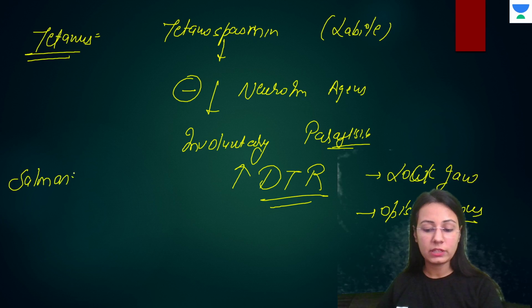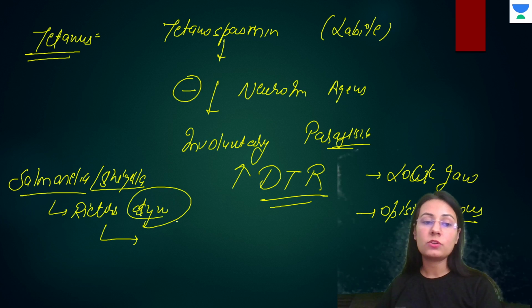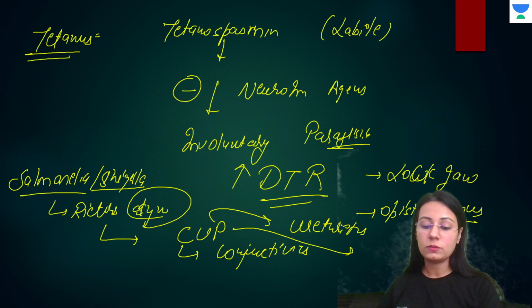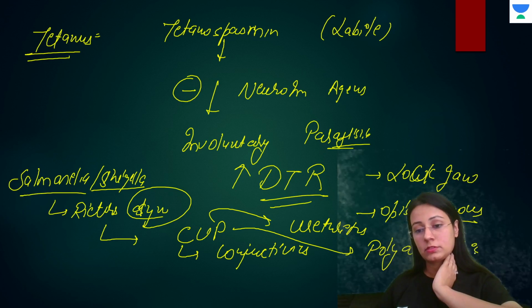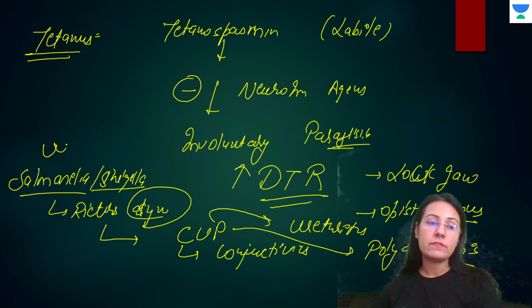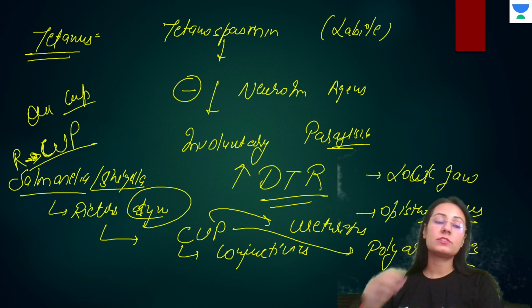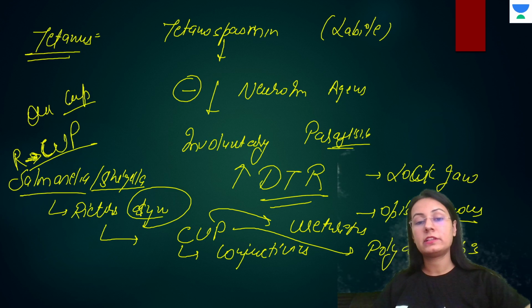In case of Salmonella or Shigella, we do not see GBS. We see Reiter's syndrome. Reiter's syndrome is a syndrome of three things: conjunctivitis, urethritis, and polyarthritis. So Salmonella is associated with Reiter's syndrome. A mnemonic is 'R cup', that is Reiter's syndrome having conjunctivitis, urethritis, and polyarthritis. All right, that is the reactive arthritis.